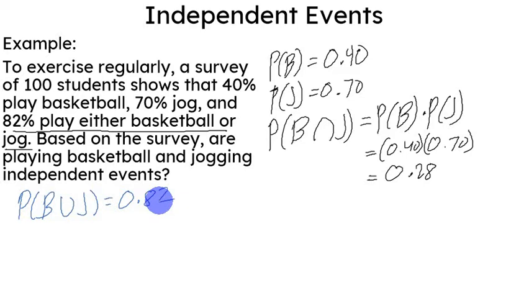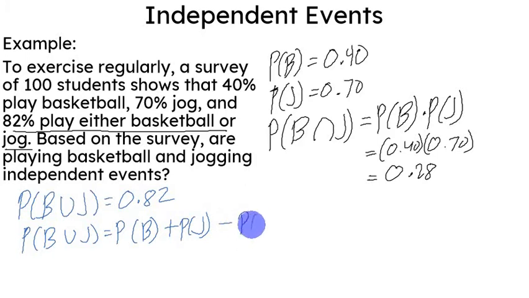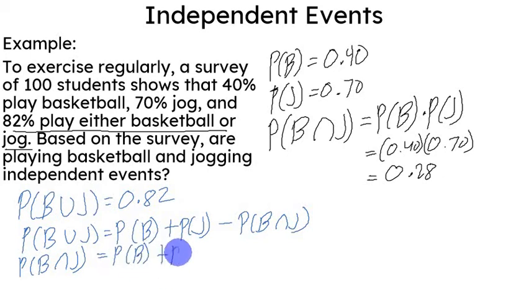Remember, via the general addition rule, the probability that the student plays basketball or jogs will be equal to the probability that the student plays basketball plus the probability that the student jogs minus the probability of the student playing basketball and jogging. So by manipulation of this equation, the probability of a student playing basketball and jogging would be the probability of playing basketball plus the probability that the student jogs minus the probability of the student playing either basketball or jogging.